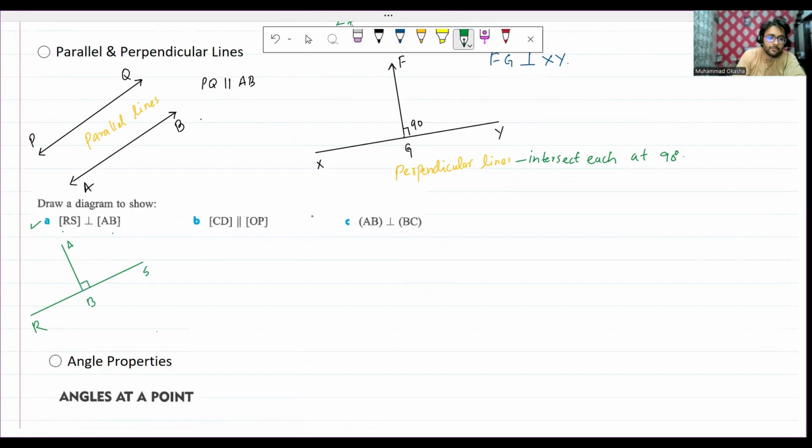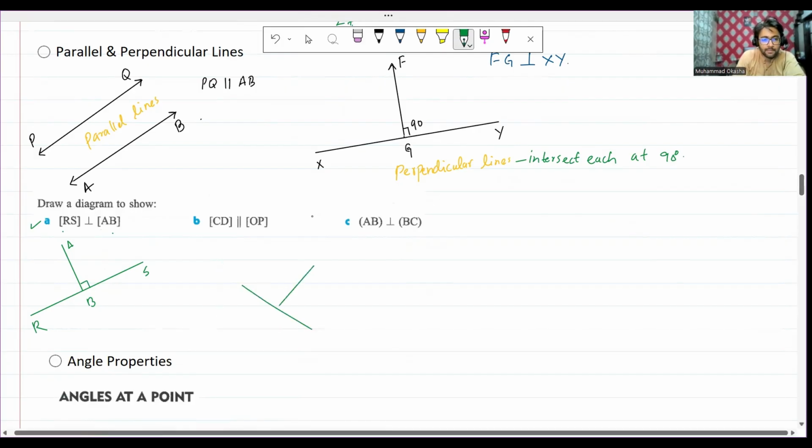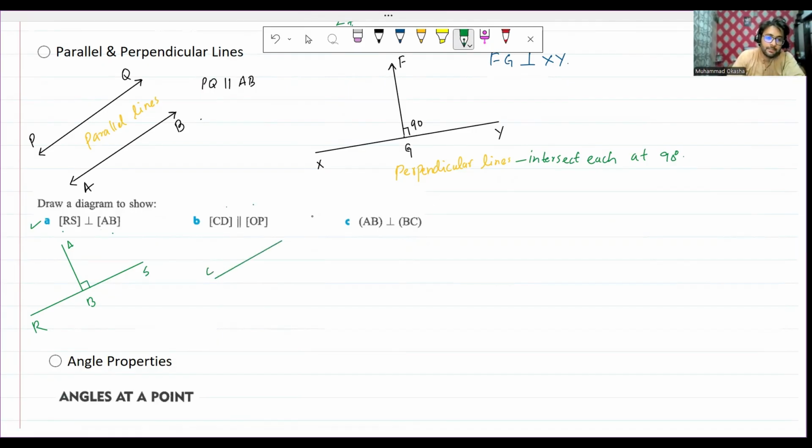You can draw them like this as well. You can draw them like this as well. As long as the angle between them is 90 degrees, right? Their lines would be perpendicular. These are again line segments, perpendicular. So CD is a line segment. CD is perpendicular to OP. Remember, line segment is where you don't have arrows.